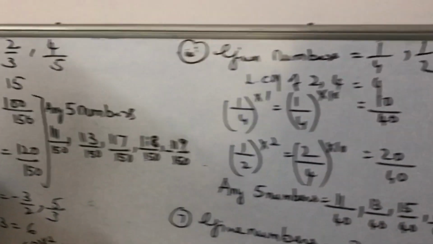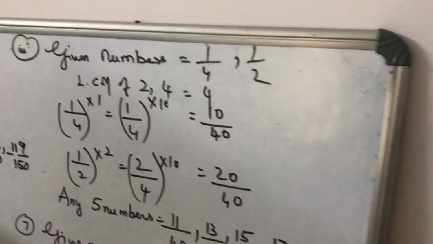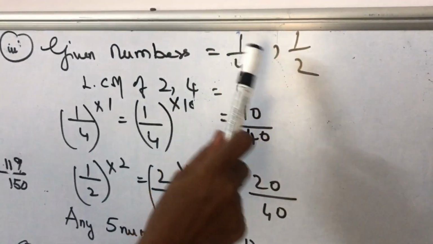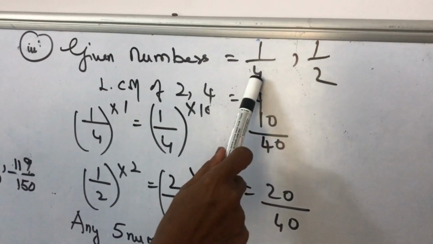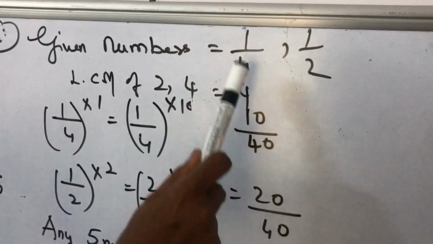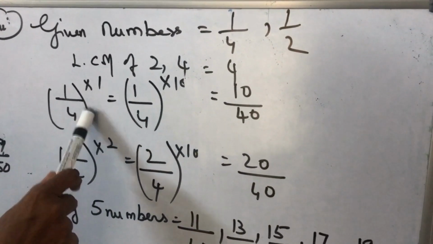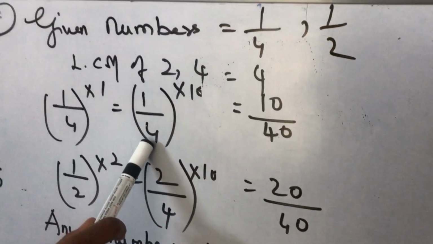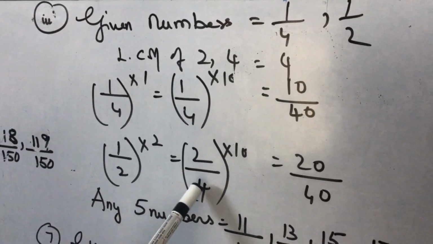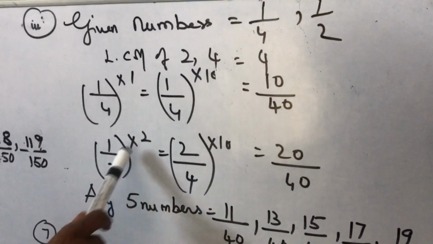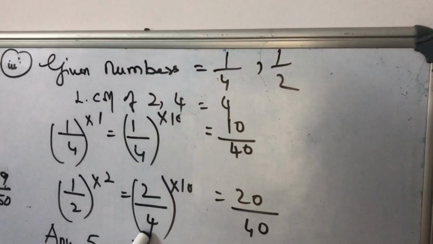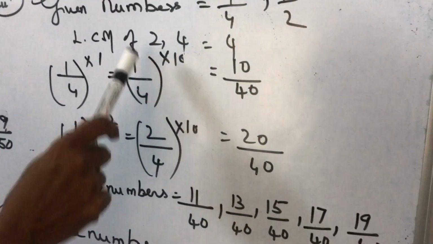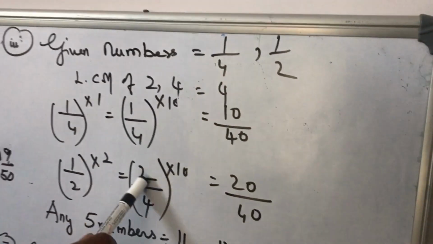Now coming to the third bit, find 5 rational numbers between 1 by 4 and 1 by 2. Yes, 4 and 2 LCM is 4. 4 divides 4 only one time. Your answer is 1 by 4. 2 divides 4 two times. 1 by 2 into 2 is 2 by 4. Denominators are same. But between 1 and 2, there are no 5 numbers.